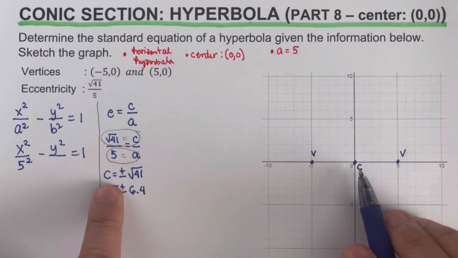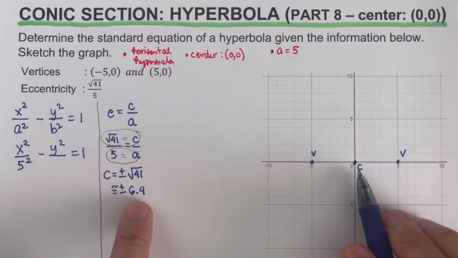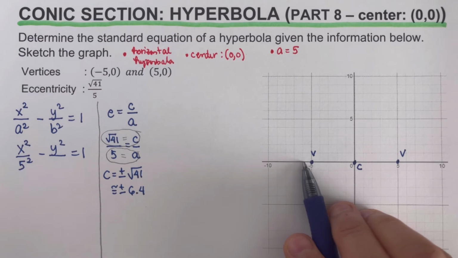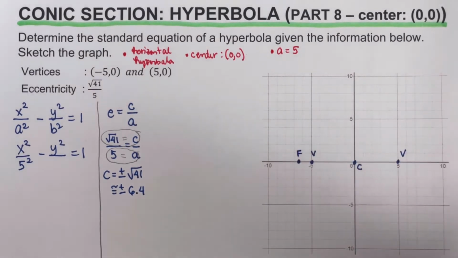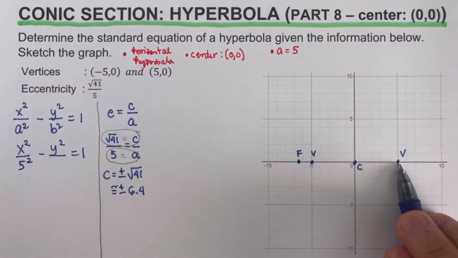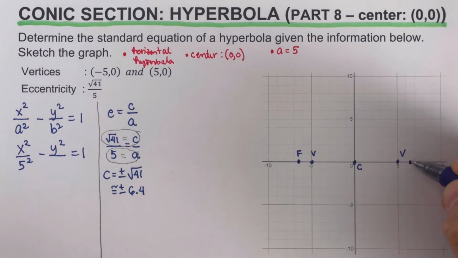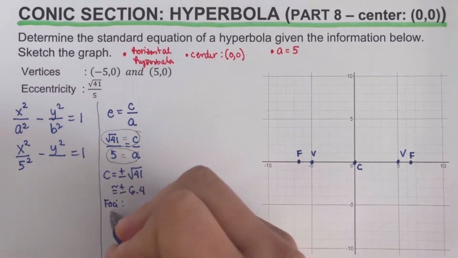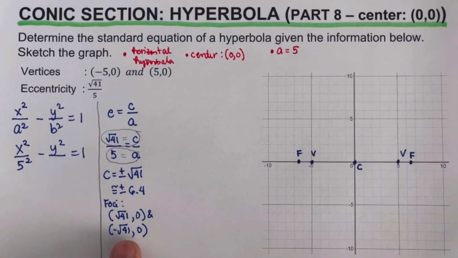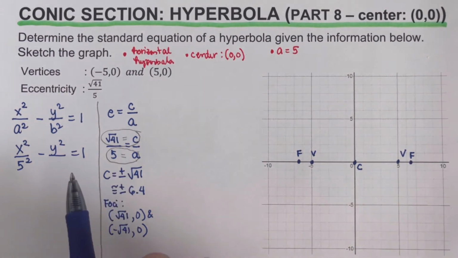So we go ahead and plot this c value, 6.4, on this graph right here. We remember that c is the distance from the center to the focus. So that's 6.4. So this is negative 5, and negative 6.4 should be somewhere around here. This is our first focus, and the other focus would be 6.4 to the right. This is our second focus. So we write the coordinates of these two foci. But we haven't solved the problem yet because we're supposed to determine the equation of the hyperbola.